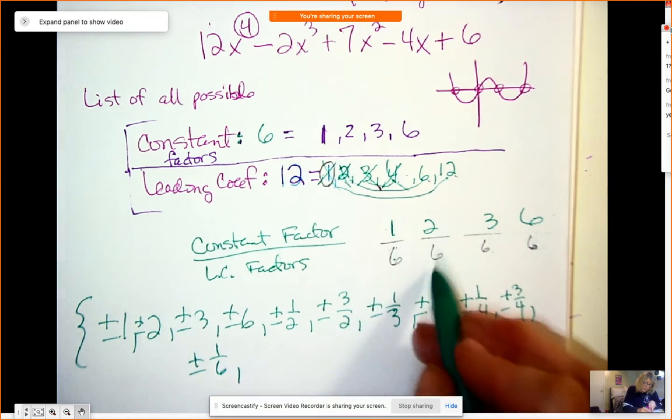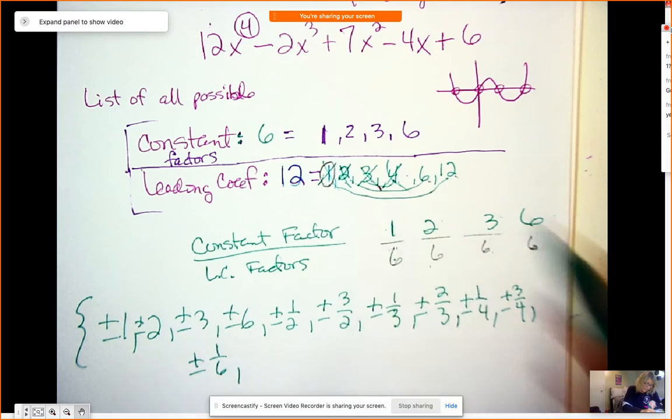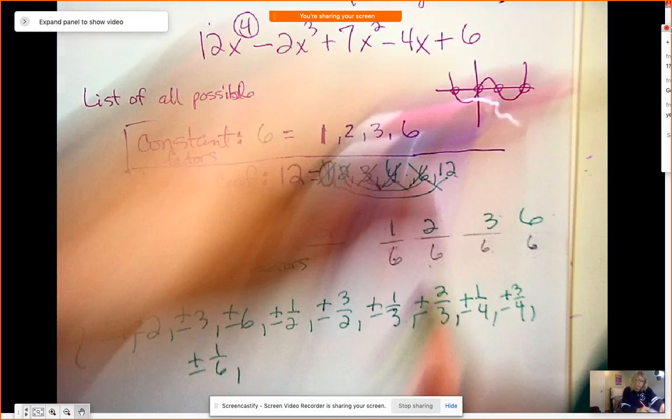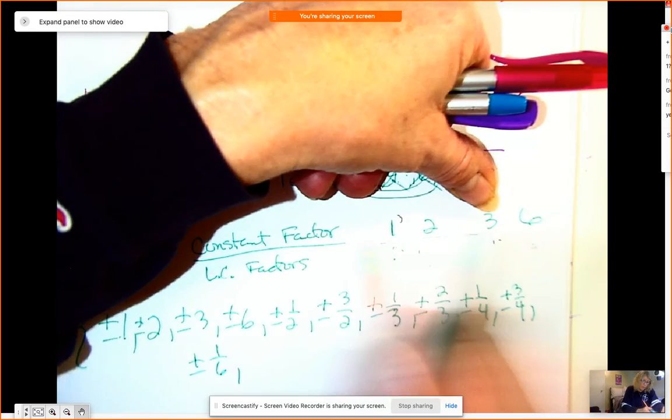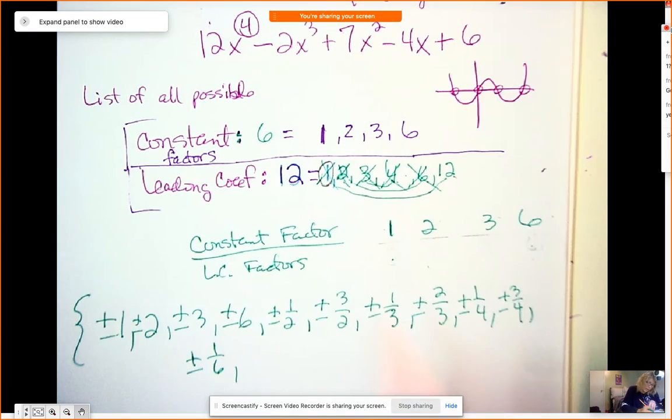2/6 is 1/3. 1/3 is already in my list. 3/6 is 1/2. Already in my list. 6/6 is 1. As you get to the bigger numbers, there's very few you have to add because we've covered most of them already. All our usual suspects. Last one I'm going to check is 12.